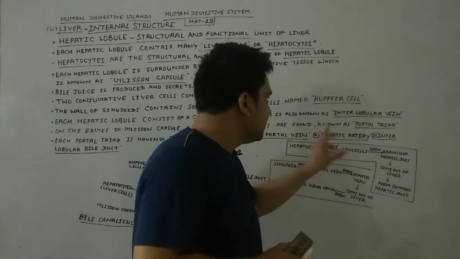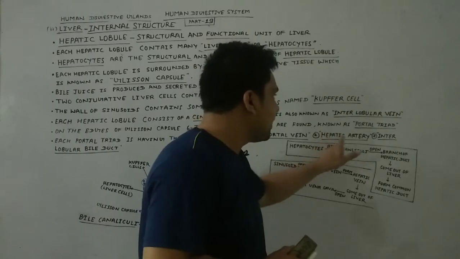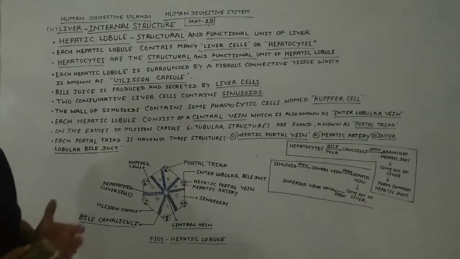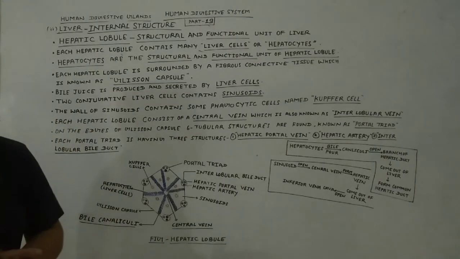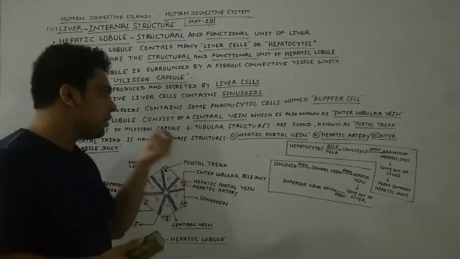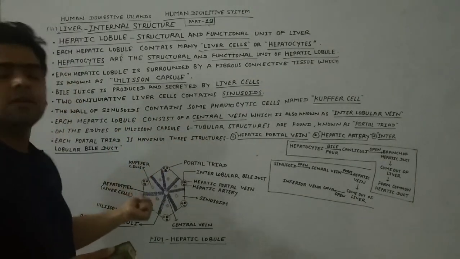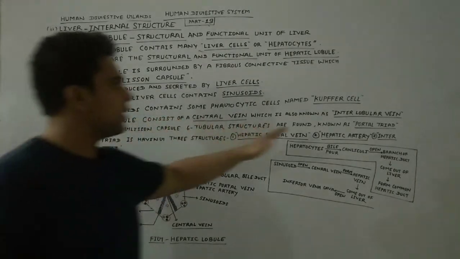Come to the next structure, the hepatic artery. What is the role of the hepatic artery? As you know, an artery contains oxygenated blood, so it supplies oxygen. The hepatic artery supplies oxygen into the liver. So this is the role of the hepatic artery.